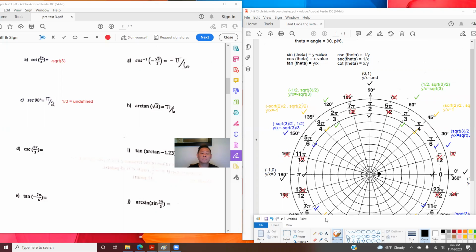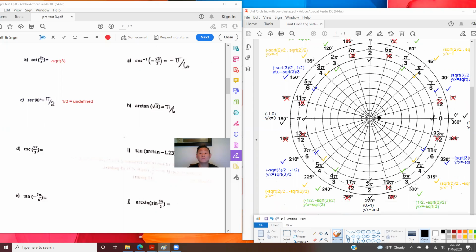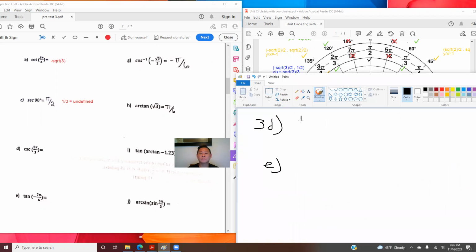Okay, so cosecant 5 pi over 3 is 1 over y, and it'll be 1 over negative square root 3 over 2. So do you say this is 1 over what? Y, right? And what is y in this case? Negative. So it's 1 over negative square root 3 over 2. You cannot leave it like that.